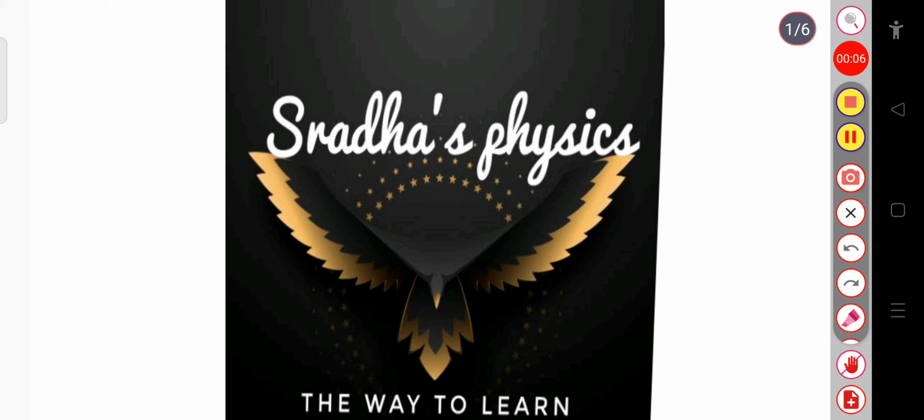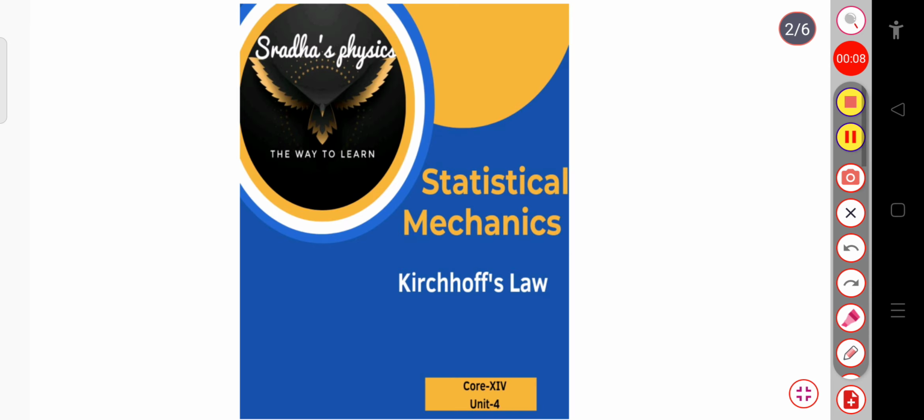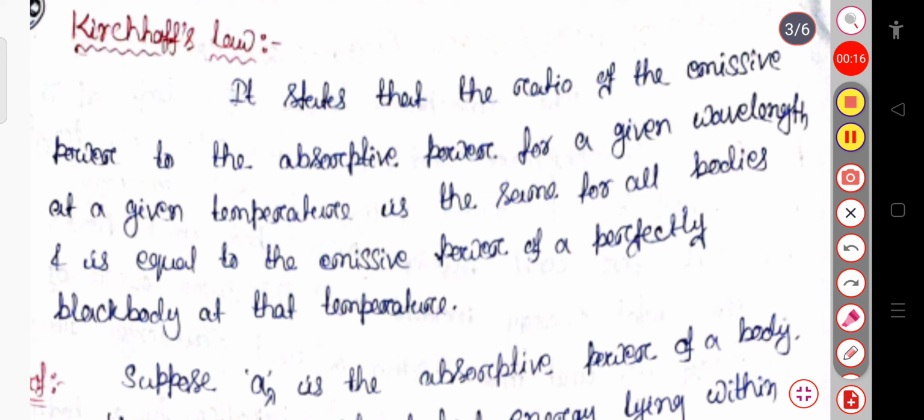This video is based on statistical mechanics for the Core 14. Today we will see Unit 4, Kirchhoff's law. Kirchhoff's law states that the ratio of the emissive power to the absorptive power for a given wavelength at a given temperature is the same for all bodies and it is equal to the emissive power of a perfectly black body at that temperature.